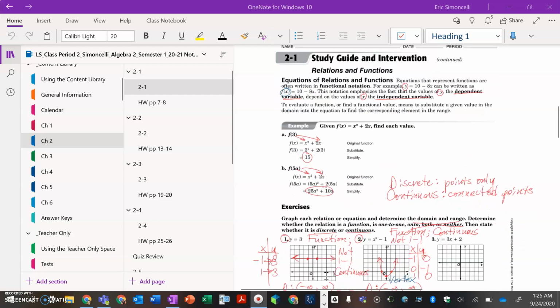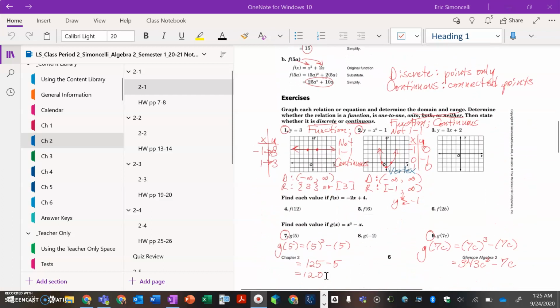Now the exercises that follow, I do suggest that you take a look at those circled questions. Try them out on your own. 7 and 9 are new in terms of what this page entails.